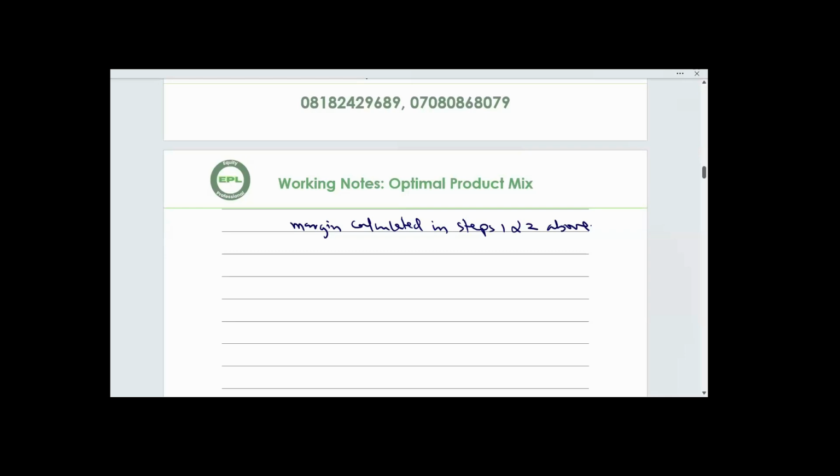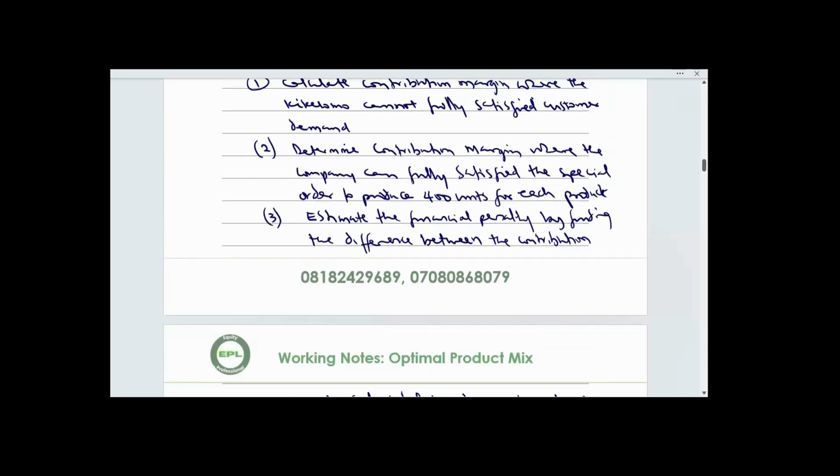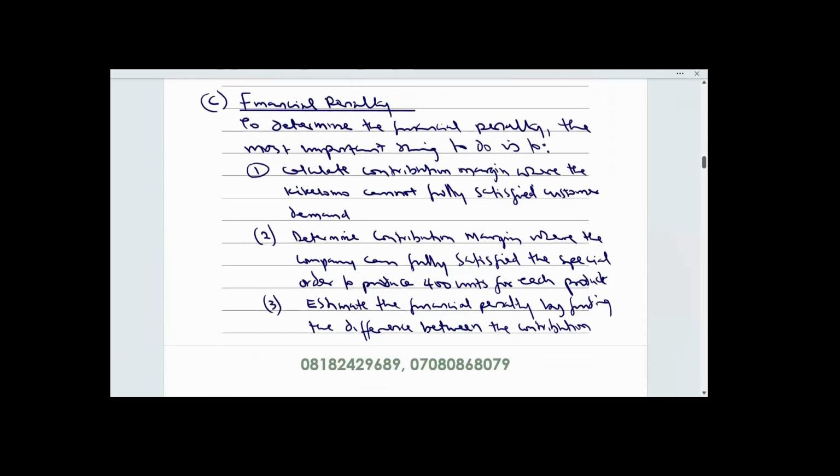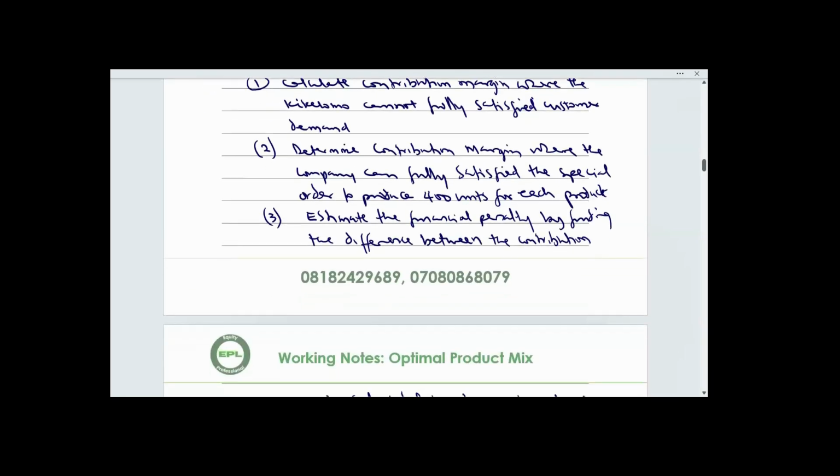That is on one instance, and that will be step one, which is to calculate contribution margin where you cannot fully satisfy customer order because you want to concentrate on your normal operation. Then the second part is for you to calculate contribution margin where you are going to make special order the primary focus. Then whatever balance you have thereafter is what you are going to produce under normal operation. So the difference between the two contribution margins would then be the financial penalty. That's what you need to do in this instance.